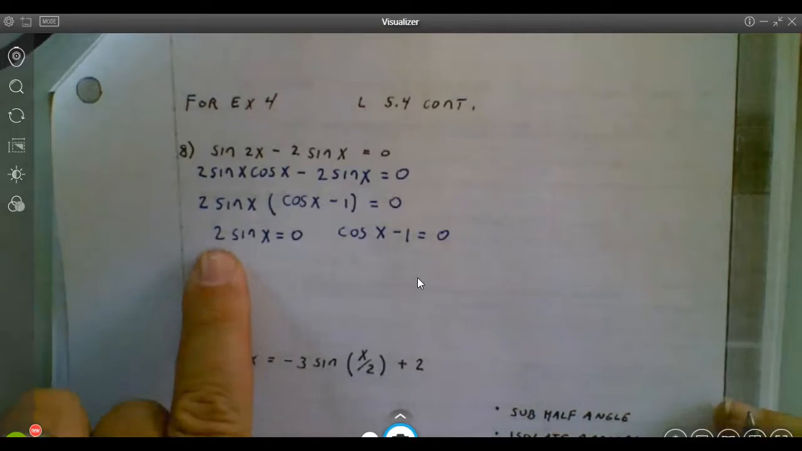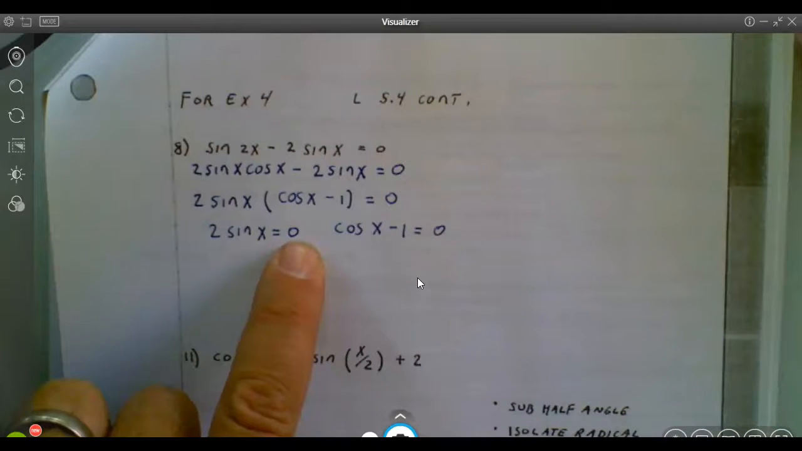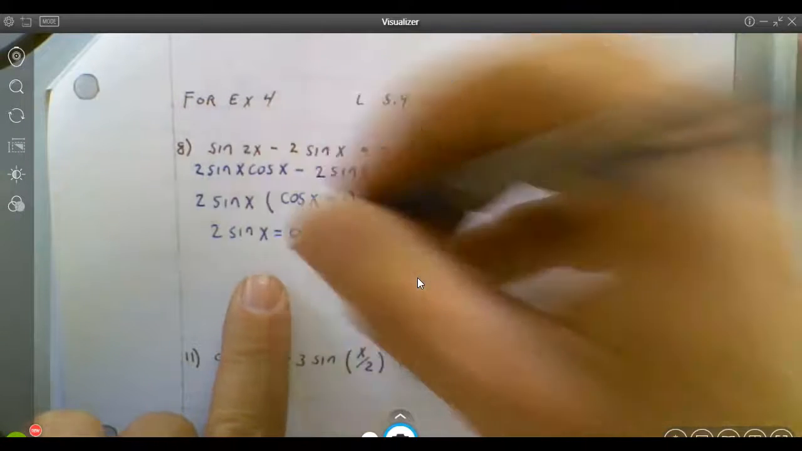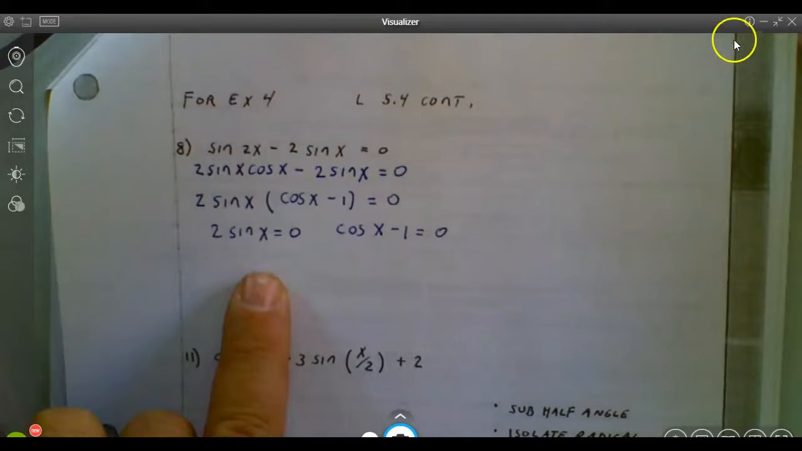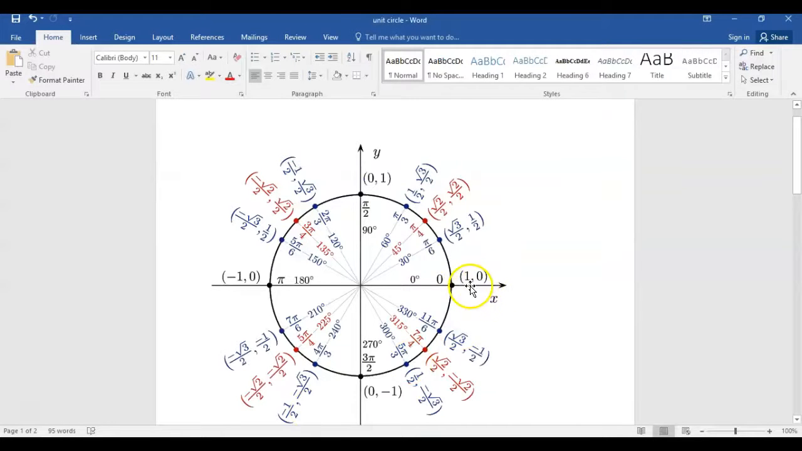This one, of course, if I divide the 2 over, it's still 0, so the sine of what angle equals 0. So on this one, we know that would occur at 0 and pi. So this, let me take you here. So sine of what angle is 0? So that occurs right here, and it occurs right here.